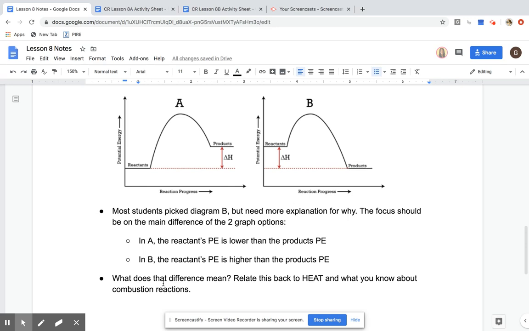Okay, so I just talked about it earlier in the video a little bit, but also try and think, what does that difference mean, right? And then relate this back to the heat and what you know about combustion reactions. So hopefully, if you're looking at this, you'll be able to explain more in detail about what's going on. Why would you pick B for a combustion reaction? What specifically about graph B is making you choose it versus graph A?